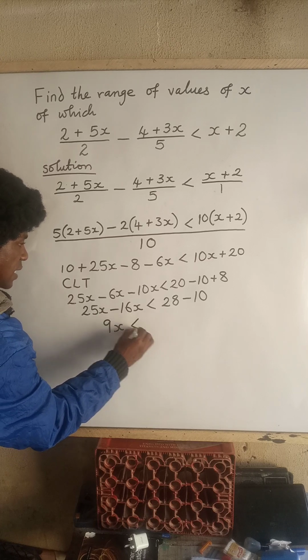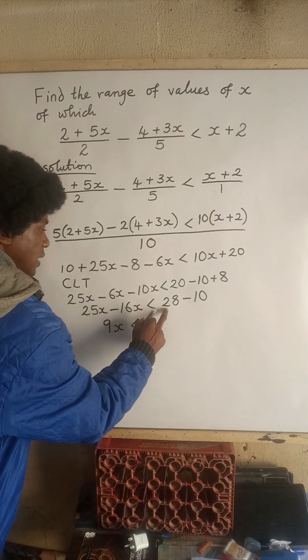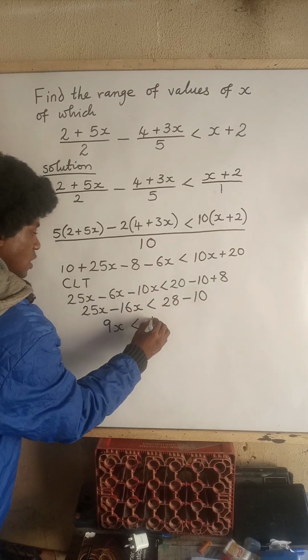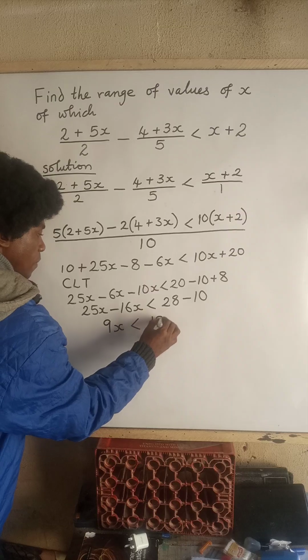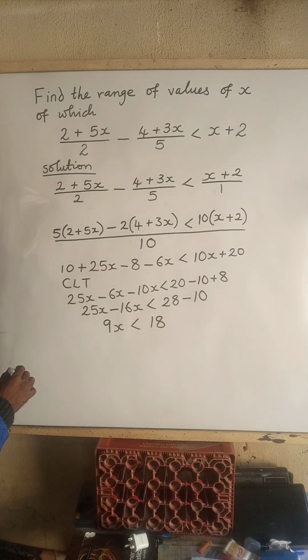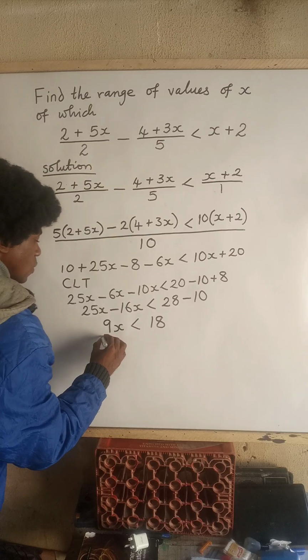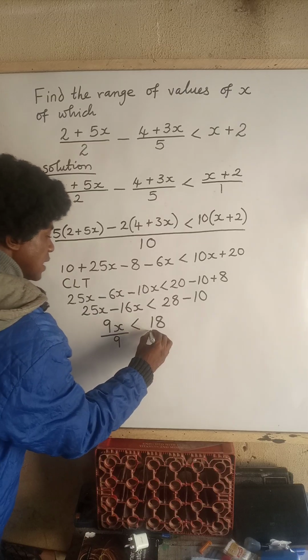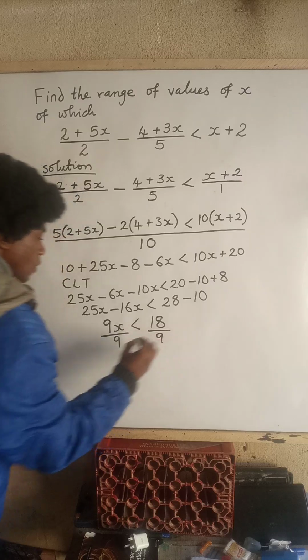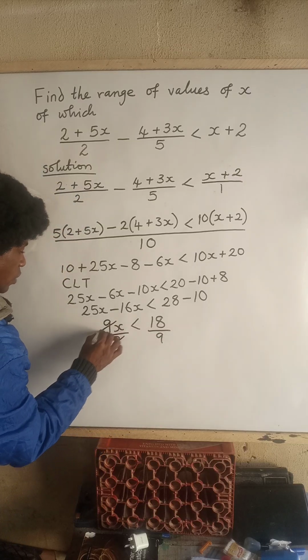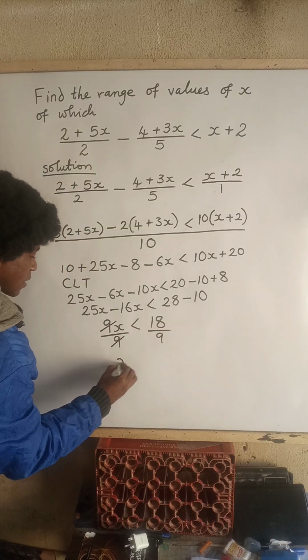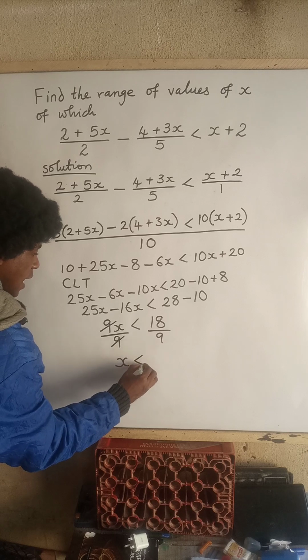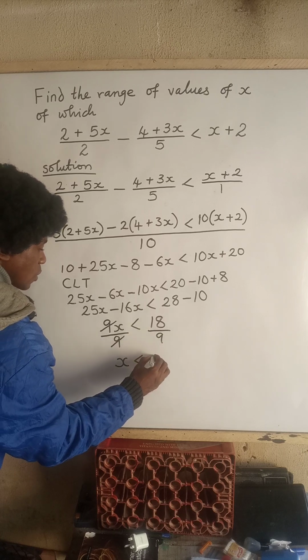With what we have here, 25x minus 16x is 9x. 9x is less than 28 minus 10, which gives us 18. Now I will divide both sides by the coefficient of x, which is 9. So 9x divided by 9 is less than 18 divided by 9, and the 9s cancel out. We will now have x less than 18 divided by 9, which gives us 2.